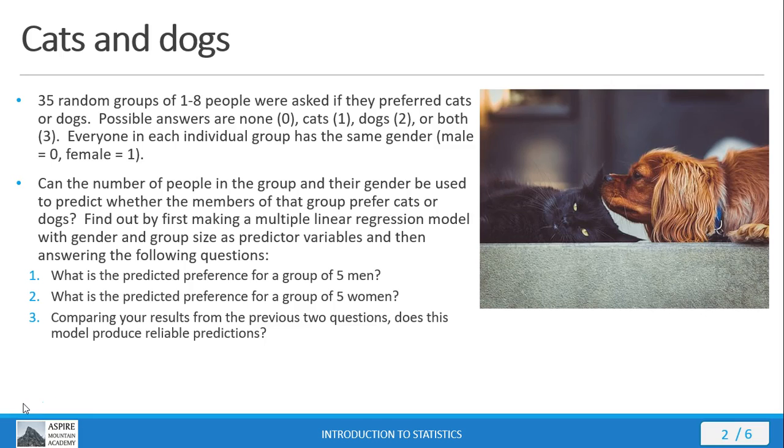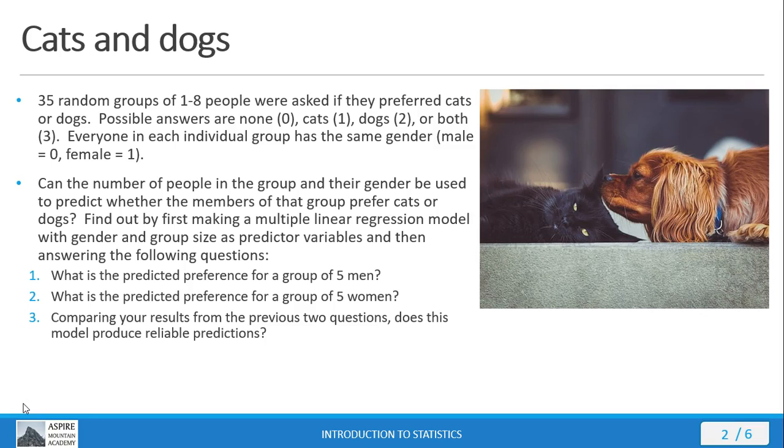So here in our example problem, we've got 35 random groups of 1 to 8 people, and they were asked if they preferred cats or dogs. Possible answers are none, cats, dogs, or both. Notice how we're converting this categorical data into quantitative data by assigning numbers to each of these different possible answers. So we're going to say none is 0, cats are 1, because cats are number 1, dogs are 2, and of course both will be 3 because 1 plus 2 makes 3.